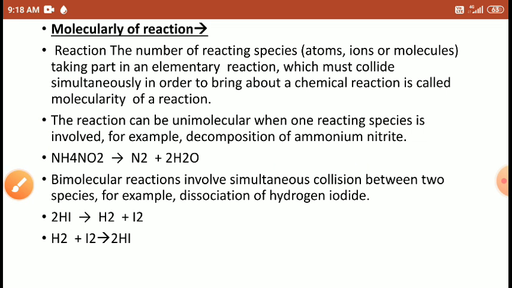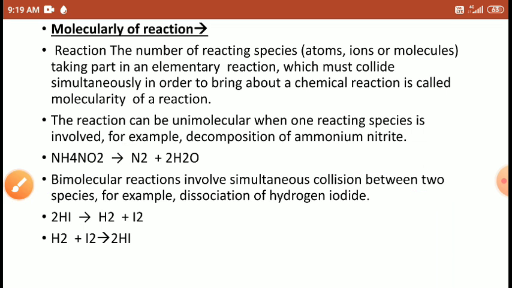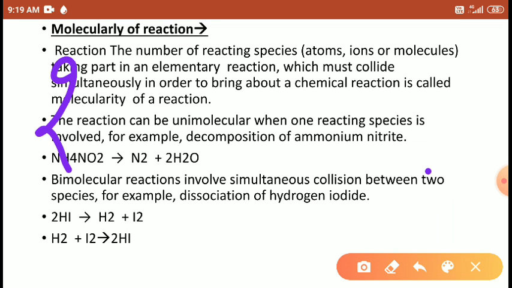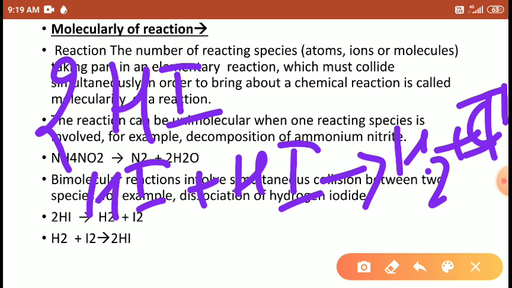Right, students? Similarly, bimolecular reactions involve the simultaneous collision between two species. It means a chemical reaction in which two molecules, or two reacting species, take part. That is what we call a bimolecular reaction. Example: 2 moles of hydrogen iodide, 2HI, which dissociates to form H2 plus I2.